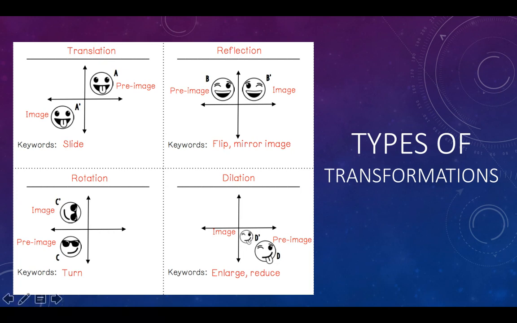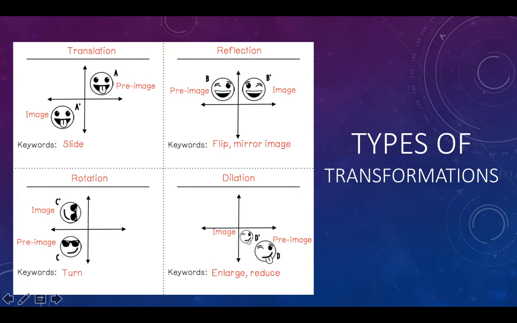A rotation sounds just like it does when you rotate a tire, you're spinning it or turning it. So if you're rotating this image, you got the pre-image here, and then you rotate it up. Here's your new image, which is C prime. So I'm going to show you that as well. And dilations, which we didn't get much to talk about. Dilations, if you think of when your eye dilates, it gets bigger or smaller. So the image here is going to get bigger or smaller, to enlarge it or to reduce it.